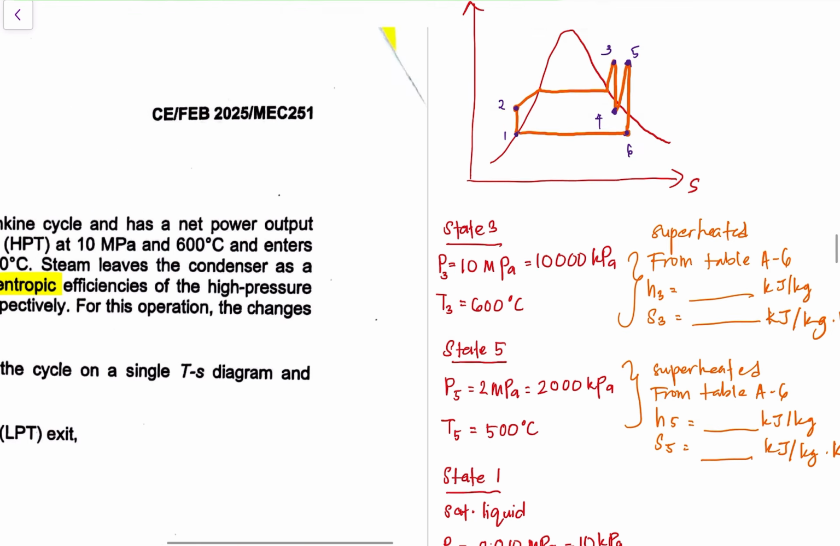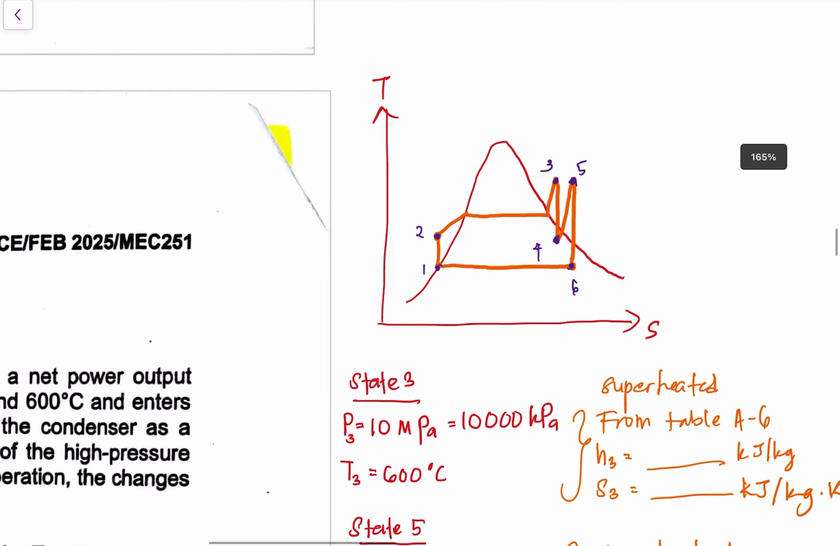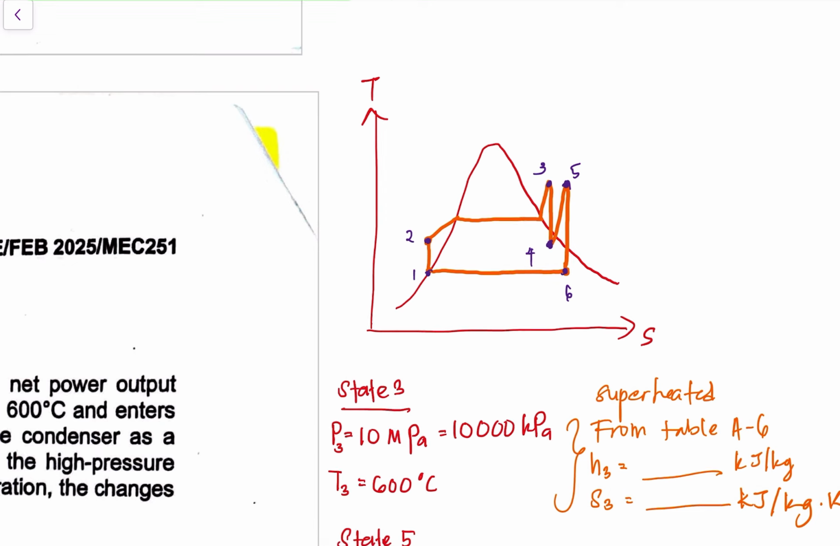You also can draw the TS diagram, but at this stage it's just a draft of the diagram. As shown in this TS diagram, this is representing the reheating process, where we have the high pressure turbine from state 3 to 4 and also the low pressure turbine from state 5 to 6.